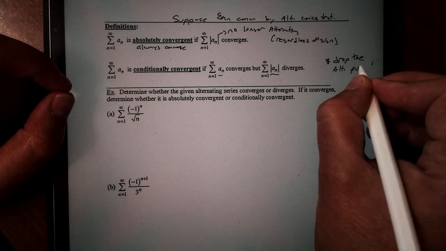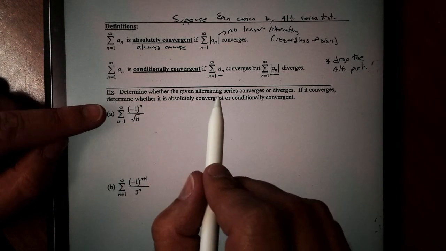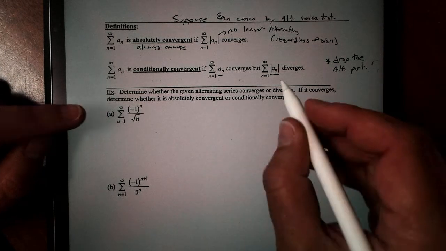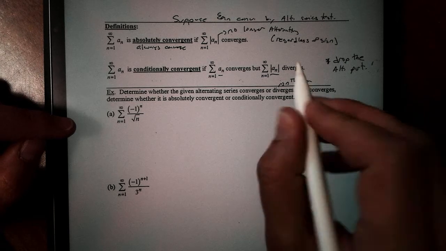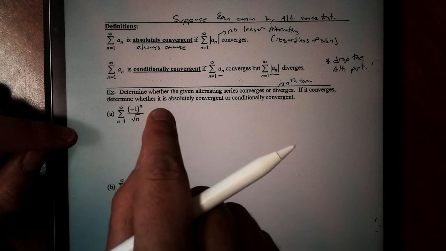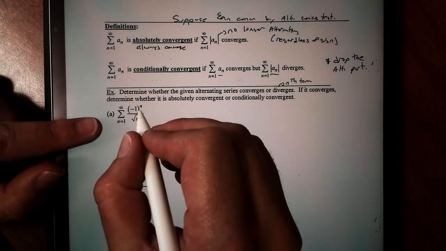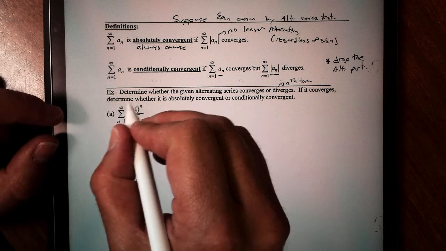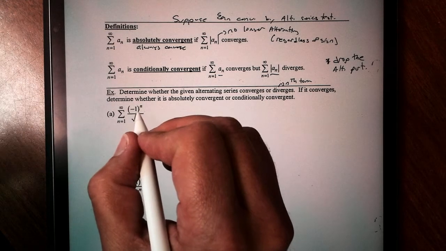So let's take a look at a couple of examples. We want to determine whether the given alternating series converges or diverges. Remember, if it diverges, it's nth term, it never could diverge by alternating series. If it converges, determine whether it's absolute or conditional. So let's see here. Well, this is an alternating series right here: negative 1 to the n over the square root of n.